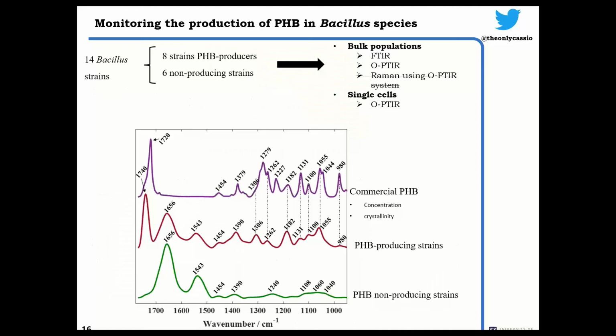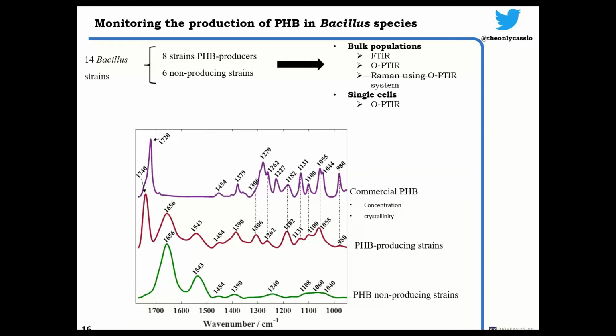Now, in the second study, we used OPTIR spectroscopy to monitor the production of PHB in Bacillus species. PHB stands for polyhydroxybutyrate; it is a bioplastic, a plastic produced by bacteria. In this study, we used 14 Bacillus strains. Eight of those 14 strains are PHB producers, and six of them do not produce PHB. We used OPTIR and FTIR to analyze bulk populations and OPTIR to analyze single cells. We did not use Raman.